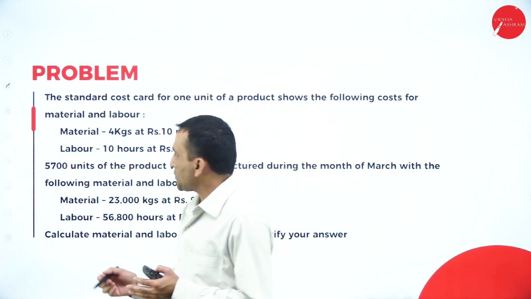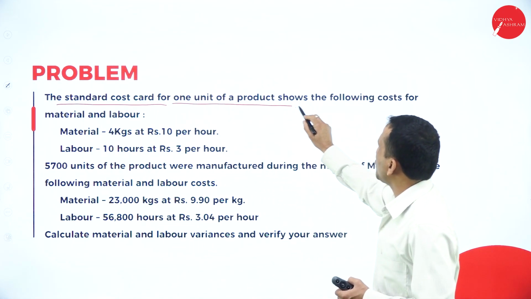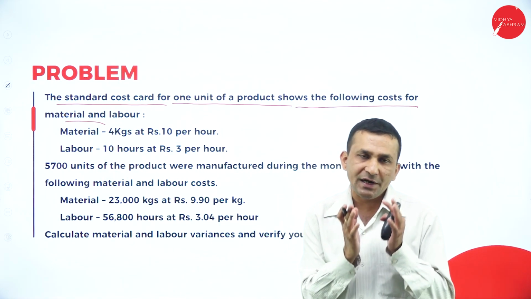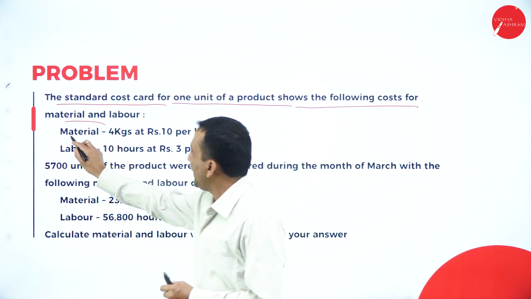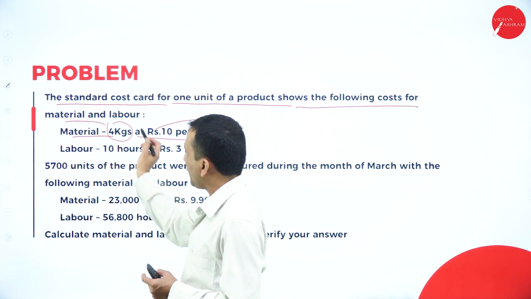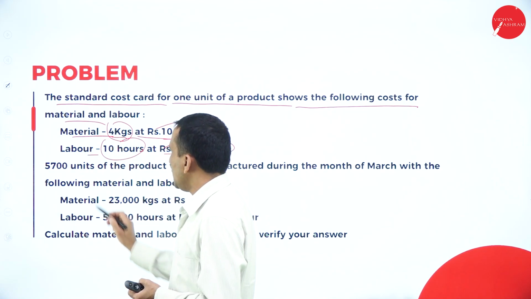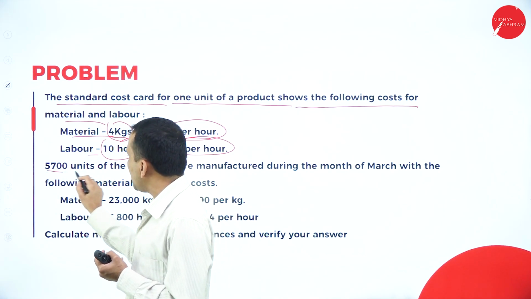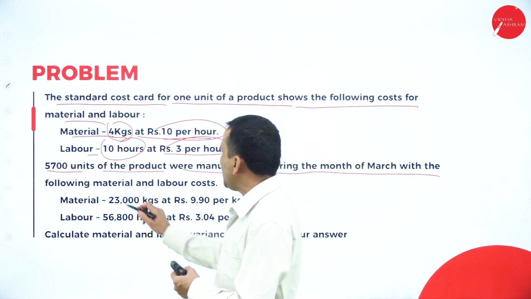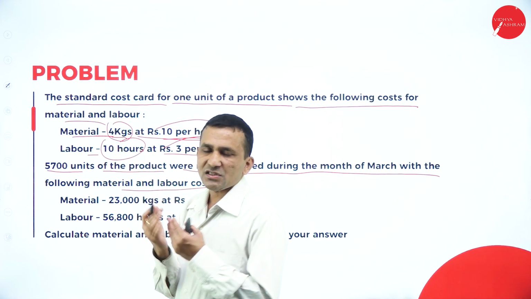Here there is one more question to understand, and you will get more clarity. The standard cost card for 1 unit of product shows the following cost of material and labor. So obviously this is the information related to standard as well as actual. Now the material is 4 kg at rupees 10 per kg. The labor is 10 hours at 3 rupees per hour. So how many units? We are producing 5,700 units of product, manufactured during the month of March with the following materials and labor cost. Whatever information is given first comes under the standard.